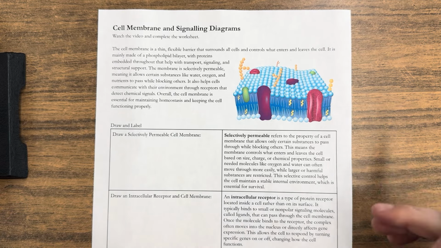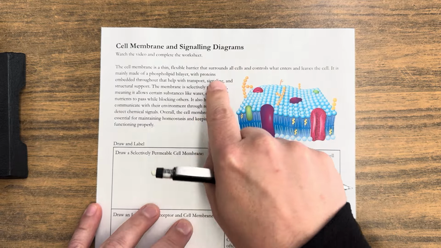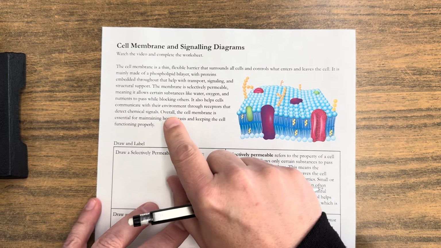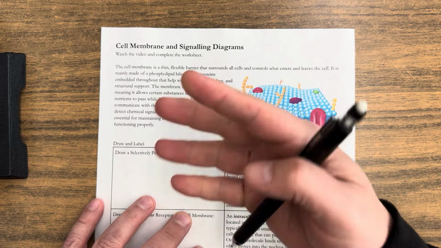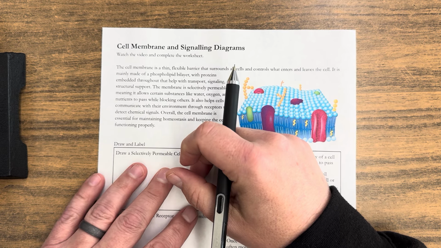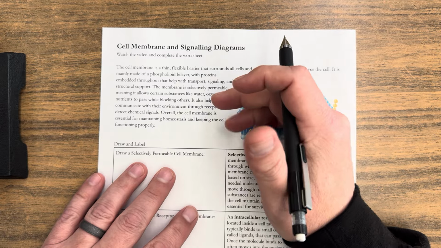Hello. Today I want to briefly go over cell membrane and signaling diagrams. Now there's a little bit here about cell membranes and the characteristics of cell membranes. We've already discussed them, so we already know the basics of cell membranes and what can be found in the cell membrane, like what are the parts of the cell membrane.